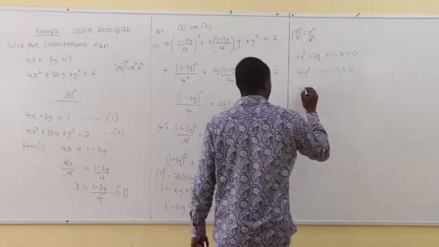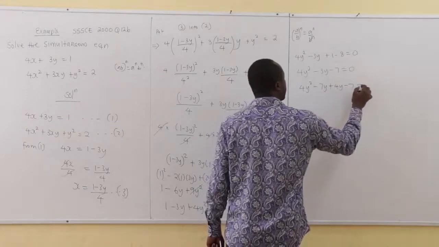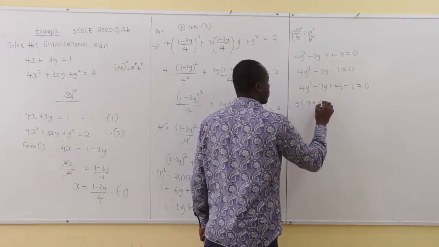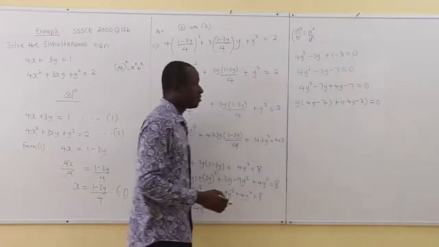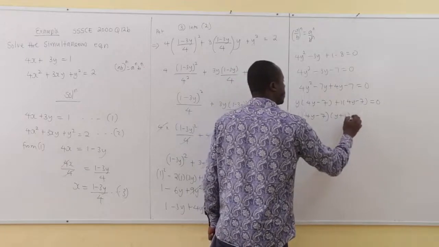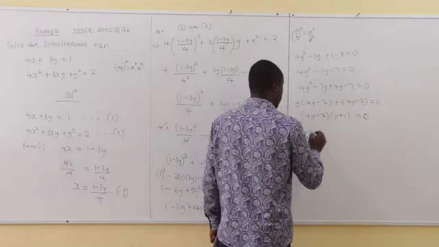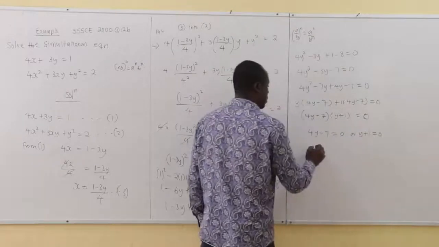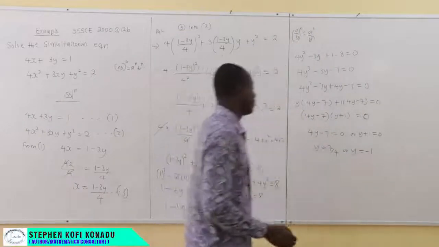So clearly, we have 4y squared minus 7y plus 4y minus 7 equal to 0. What is common? y is common. So y times (4y minus 7) plus 1 times (4y minus 7) is equal to 0. So you have (4y minus 7)(y plus 1) equal to 0. Using the null factor principle, 4y minus 7 equals 0, or y plus 1 equals 0. Clearly, y is 7 over 4, or y is equal to negative 1.